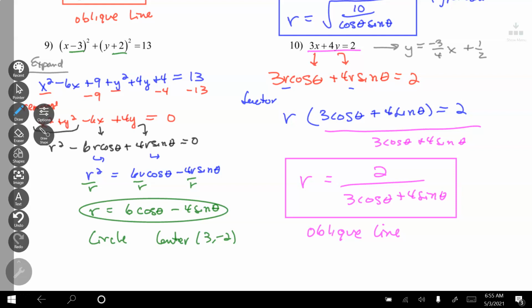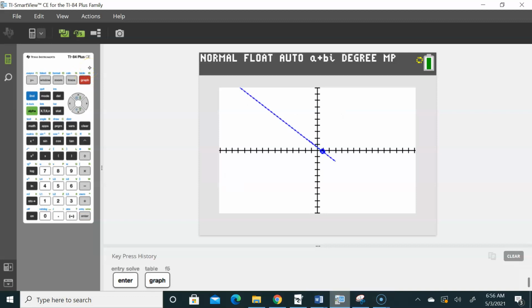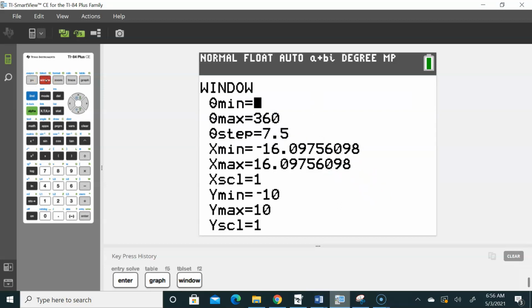So let's see if we get this in the calculator. So I typed this in the calculator, and I'm just going to hit graph because I know my window is set up correctly now. So it draws it differently. But it does look like a slope of negative 3/4, and it does look like the y-intercept is negative 1/2. The reason it doesn't go all the way down here is because, remember, I hit zoom 6, so it has a standard window. That theta step is 7.5. That may be too big for this one.